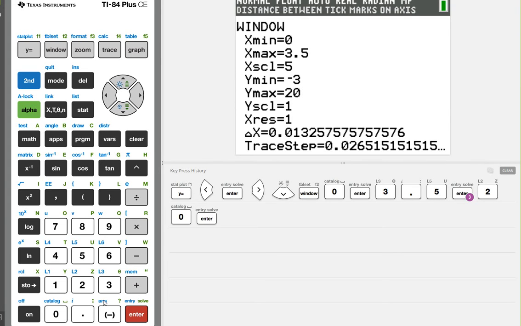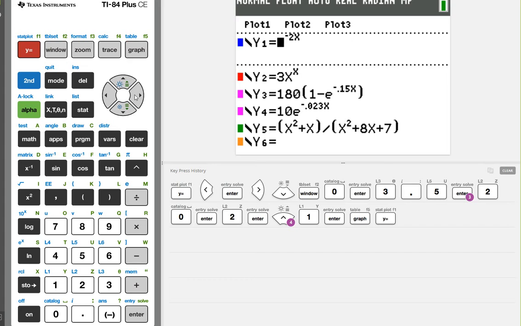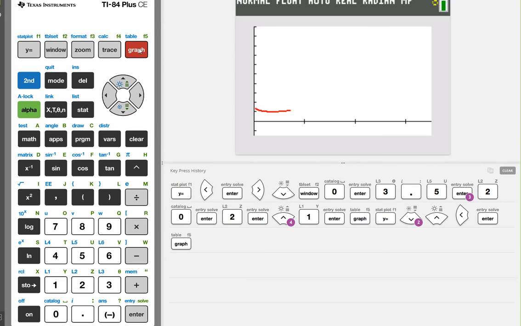I'm going to put tick marks every 2 units. I don't want them every unit because then my y-axis would get a little too crowded. I could put x scale to 1, be a little bit easier to see there. When you get this set up, hit the graph key. And it's not graphing because I forgot to turn it on. All right, so let me go back here, turn that on, and now hit the graph key. There you go. So you get something like that.